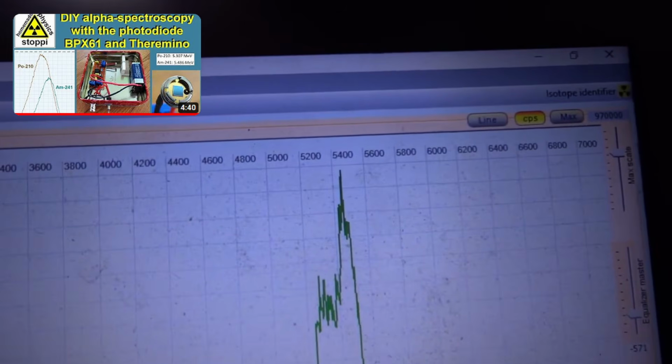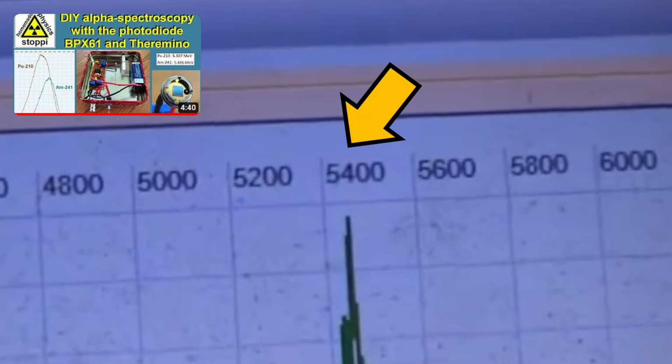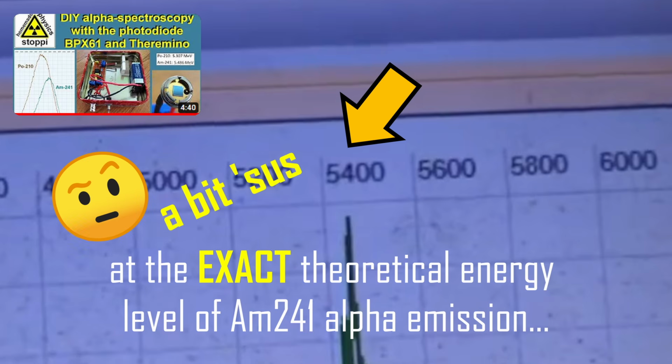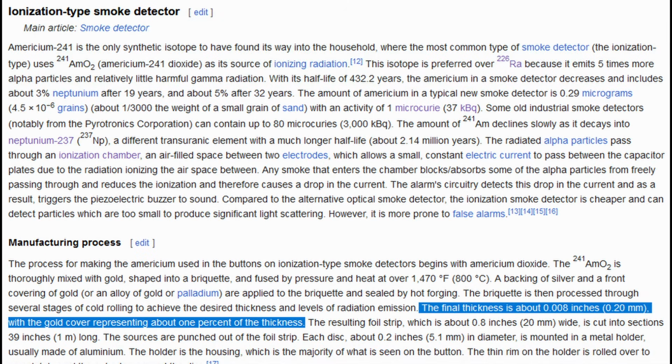So far so good. But what the fuck is this? How in almighty God are you getting a spectral peak at 5.486 megaelectronvolts, when the source is 10 mm from the detector? I decided to take another look at that Wikipedia page.